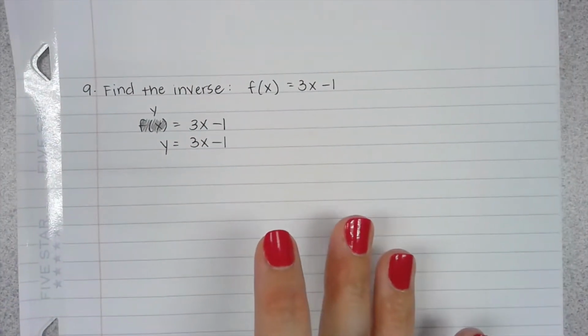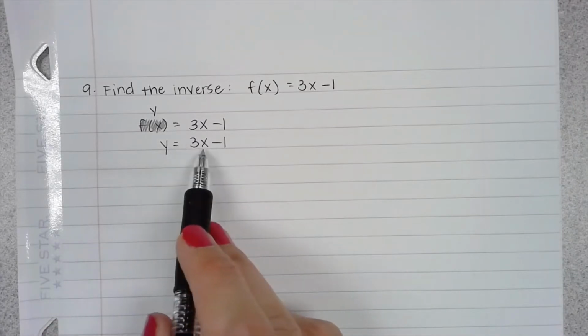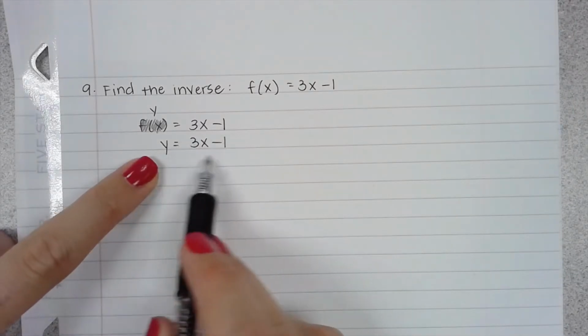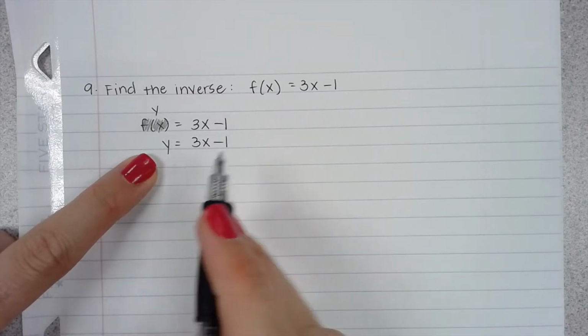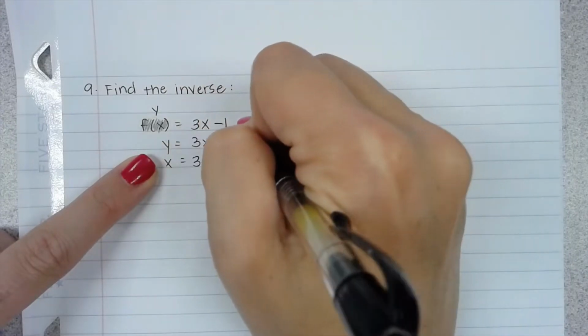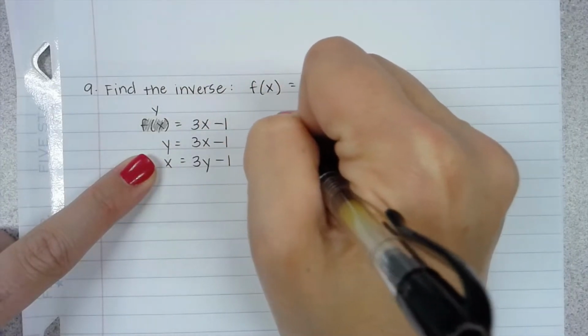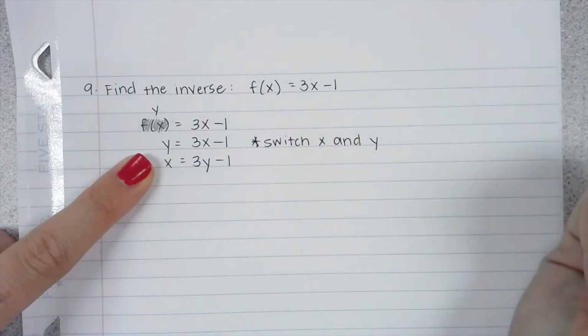Okay. Once you change the f of x out for y, now you have an x and a y. And so you're not going to do any math right now. You're going to pick up the x and put it where the y is, and then pick up the y and put it where the x is. So in this step, this is where you switch the x and the y. So this is that step that you want to remember. You switch x and y where they are in the problem.